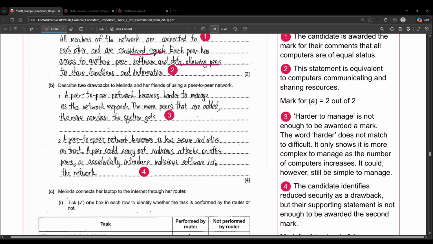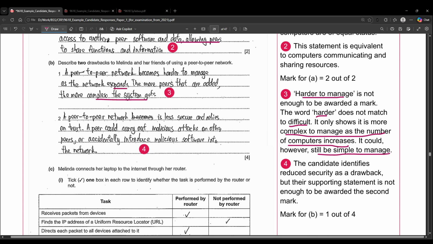a peer-to-peer network becomes harder to manage as the network expands. The more peers are added, the more complex the system gets. Okay, so now if you look at the comments, it's saying harder to manage is not enough to be worth a mark. The word harder does not match to difficult. It only shows that it is more complex to manage as the number of computers increases, right? However, it would still be simple to manage. So just because the nodes are increasing doesn't mean that it becomes difficult.